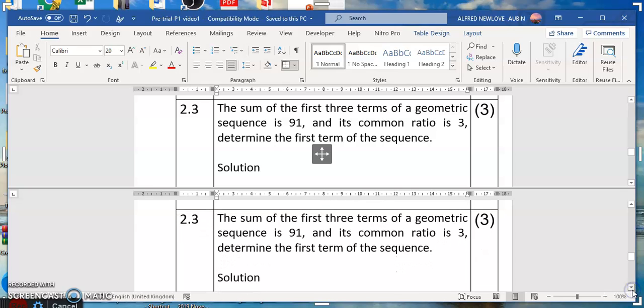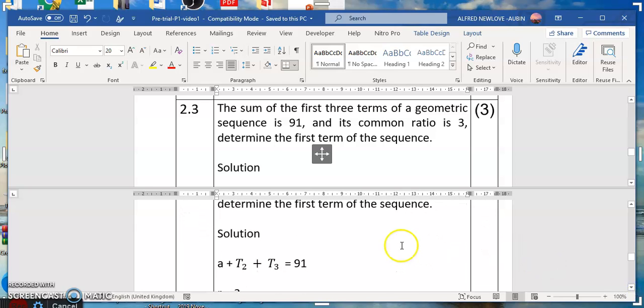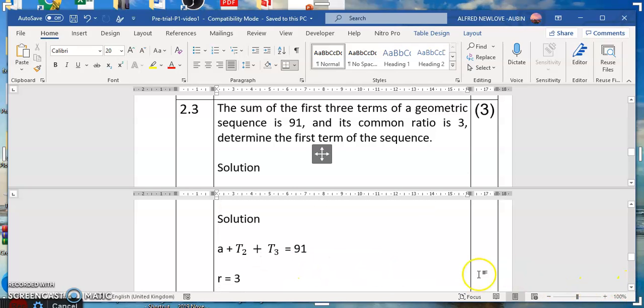Okay, now to answer this one, the question says the sum of the first 3 terms of a geometric sequence is 91. It means the first term plus the second term plus the third term is equal to what? 91. But it's geometric, so geometric has a common ratio. And they also give us the common ratio as 3. So let's represent r to be 3.